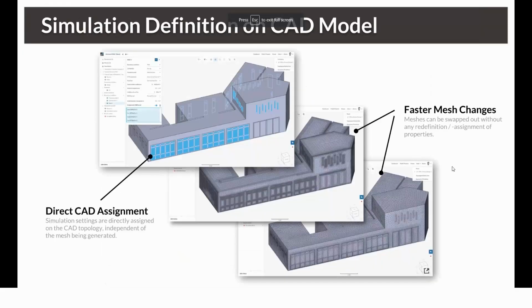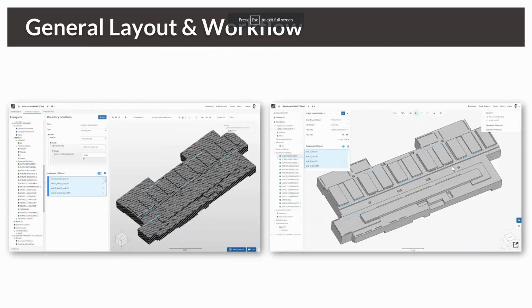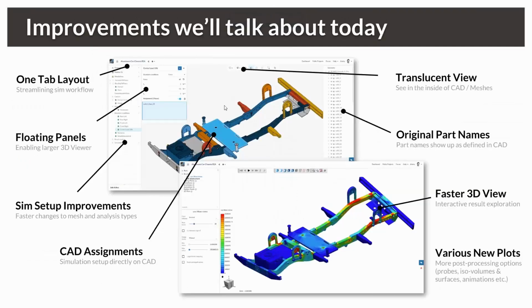All right, let me quickly hop back to the overview. We've covered the one-tab layout and the floating panels, the general update to the user interface language. We've covered the translucent view on the right, which comes in handy specifically for internal flow simulations. We've seen how original part names and original colors of the CAD model simplify the simulation setup, because you're seeing what you've seen in your CAD environment. Whatever you defined in your CAD environment is extended into SimScale.